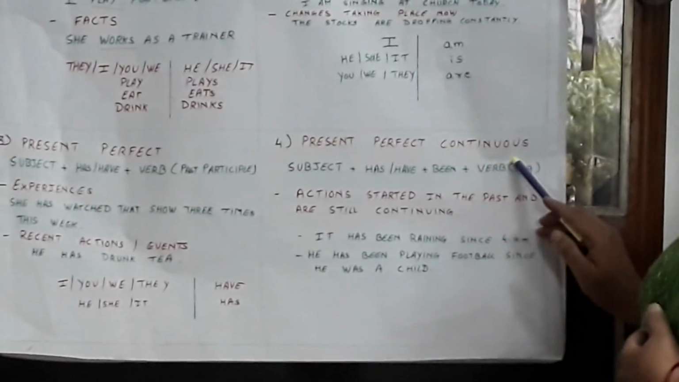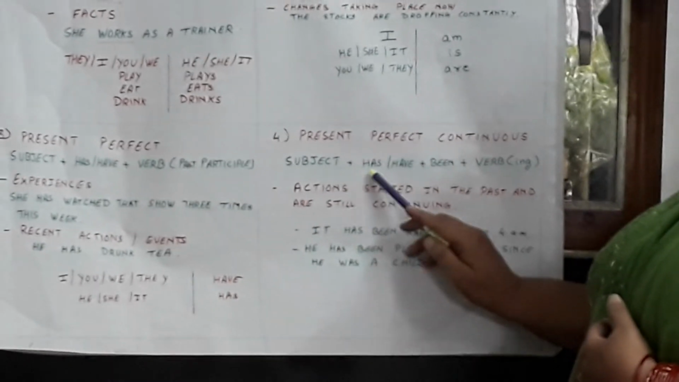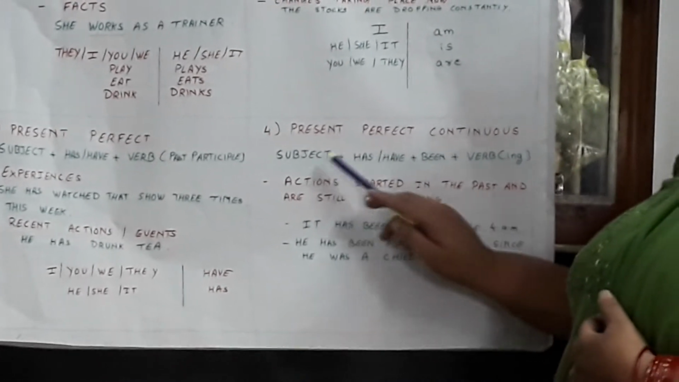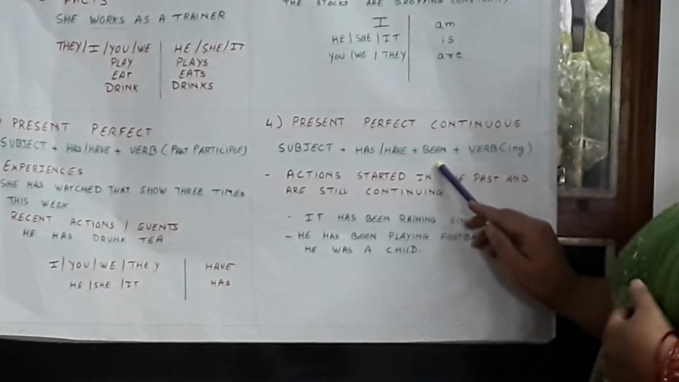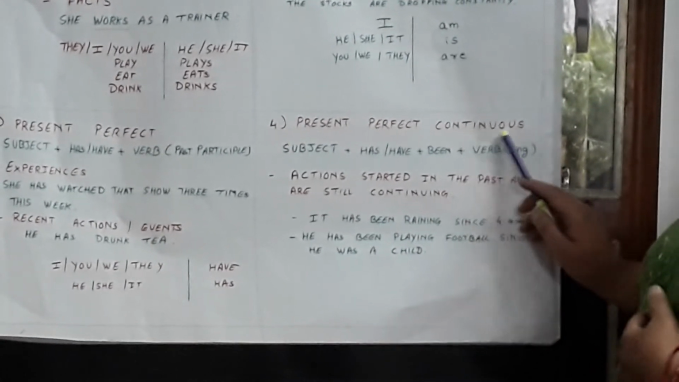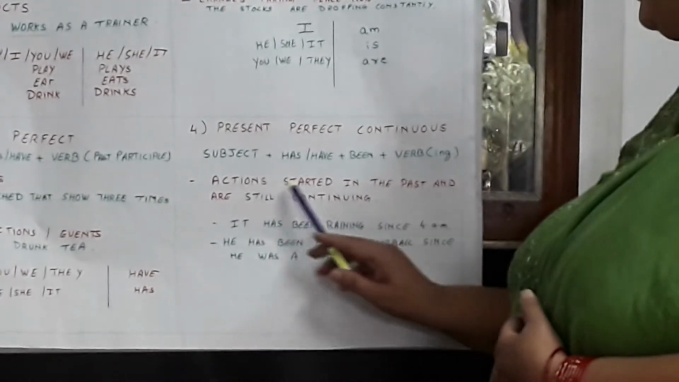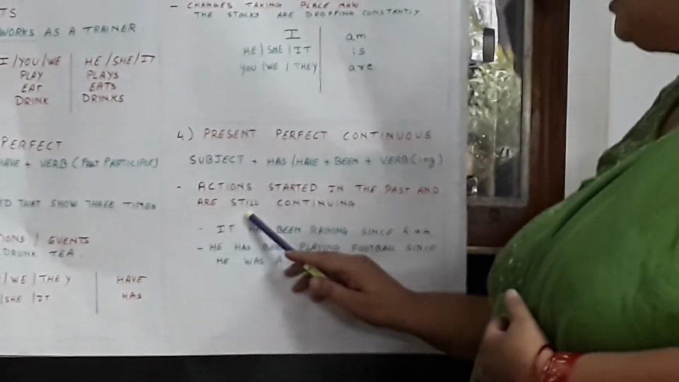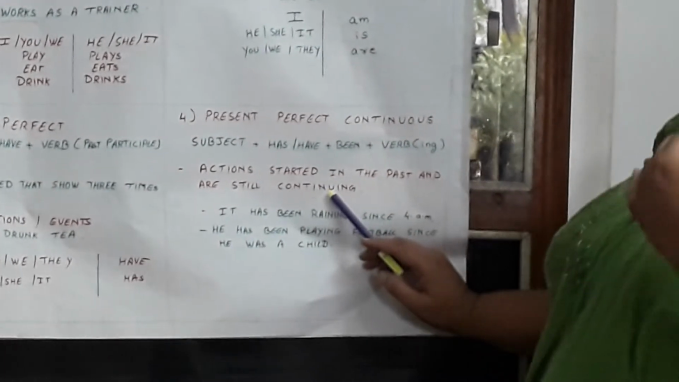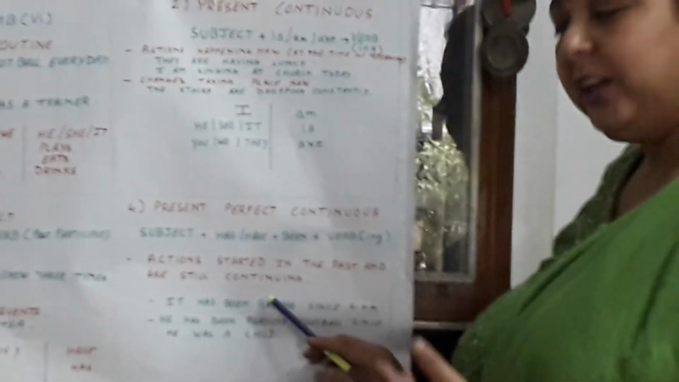Next tense is present perfect continuous tense. The formula for the present perfect continuous tense is subject plus has or have, depending on the subject, plus been plus verb in the ing form, because we have to make it continuous. Now when do we use present perfect continuous? When the action started in the past and is still continuing. That means the action has already started and at the time of speaking the action is still going on.